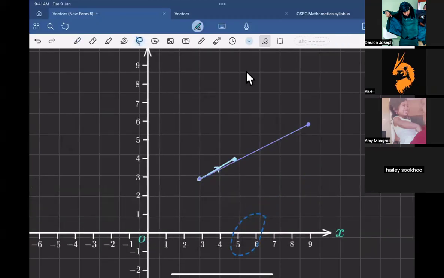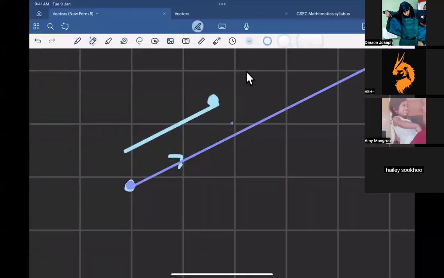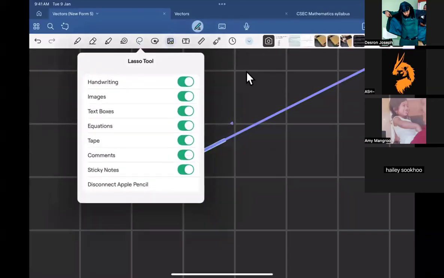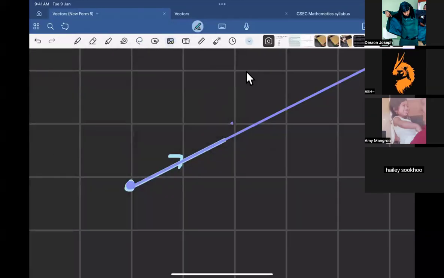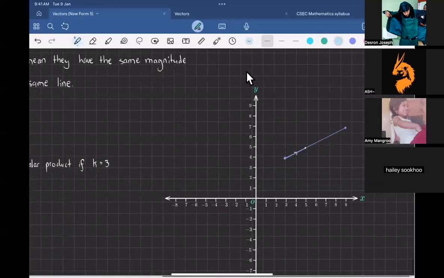Okay, I had to fix that real quick. I just fixed this thing up real quick. So we're gonna make sense of it.